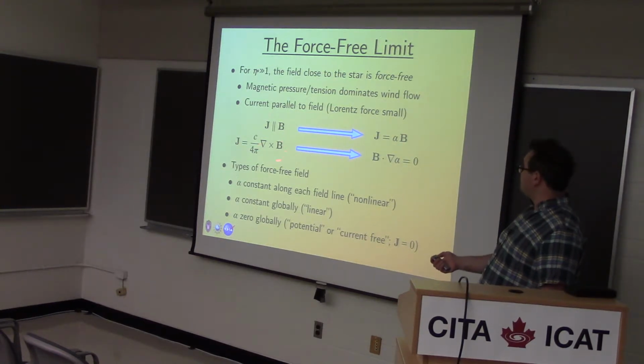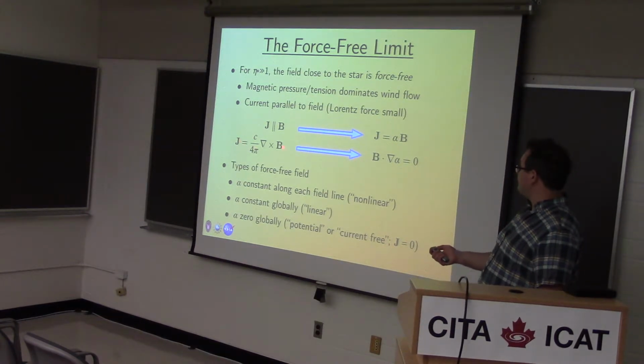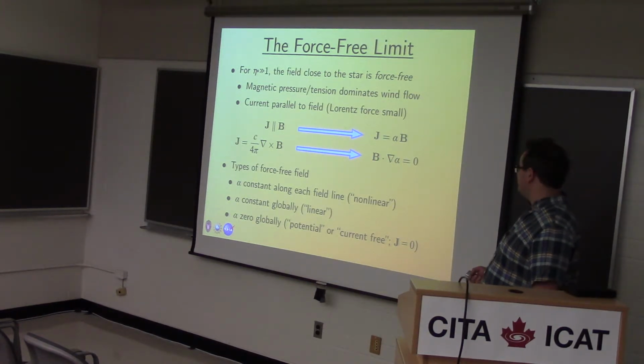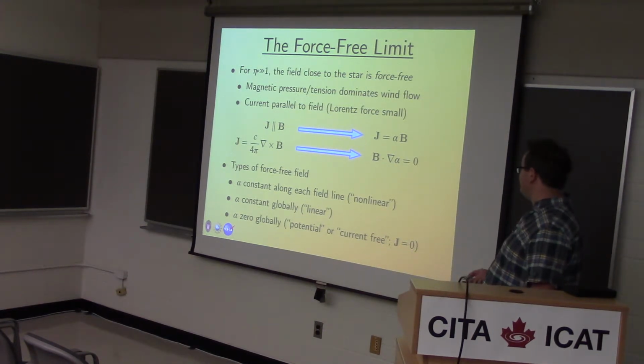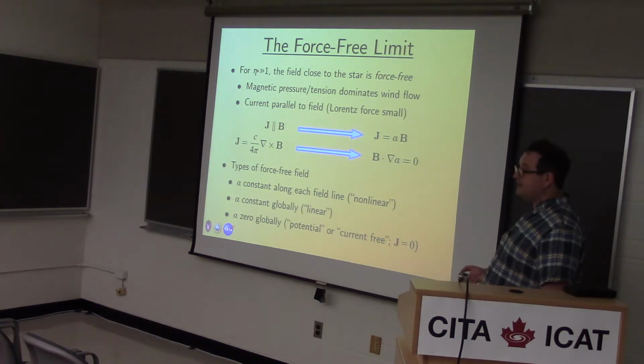Given that the current, in the ideal, fully conducting limit, is given by curl B, we can see that the dot product between B and the gradient of this constant of proportionality must be 0. So this means that there are essentially 3 types of force-free field: ones where alpha is constant along each individual field line, ones where alpha is constant globally, and then the simplest case where we have alpha equal to 0 globally. This is what we call a current-free field.